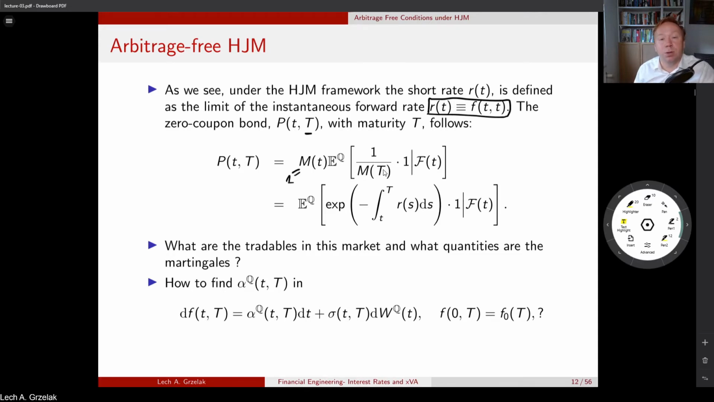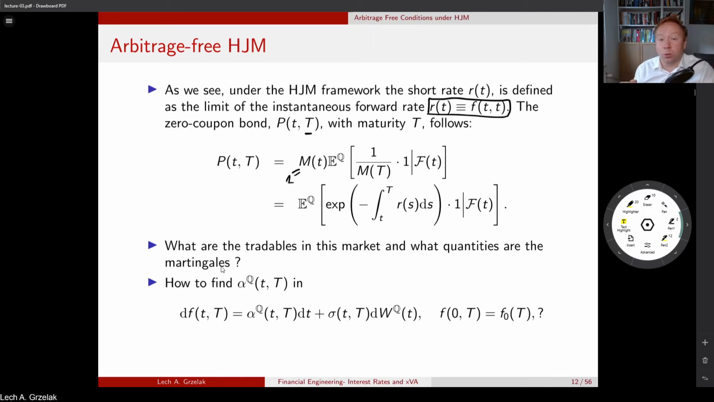If we just substitute the definition for the money savings account, we have an exponential function here, exponent of minus integral from t to T of r(s) ds, times 1, which is the payoff. And here, of course, this r(s) is related to the instantaneous forward rate with this relation.